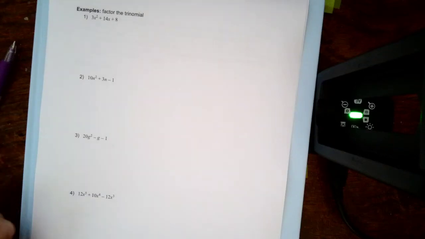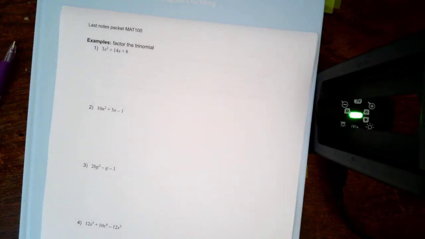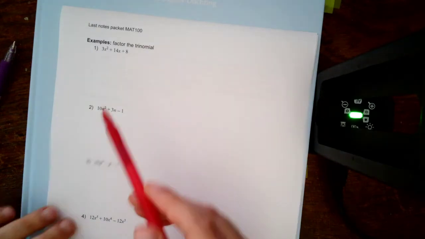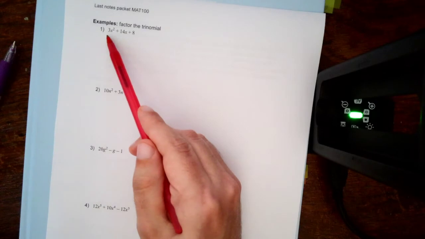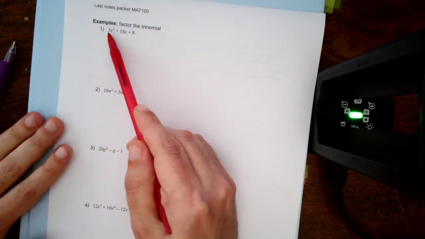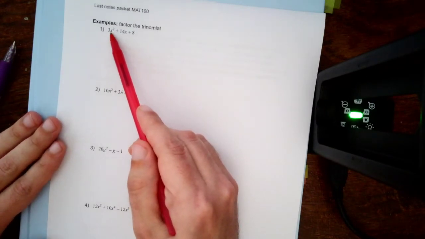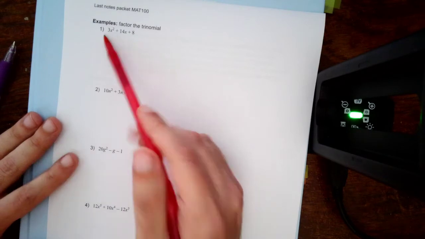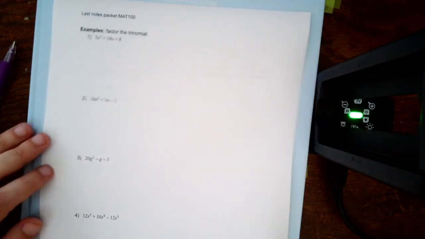Hello everyone, thanks for stopping in, and today we're going to be looking at our last note packet for Math 100. In this packet we're going to be factoring some more trinomials, but these trinomials will have a value other than one in front of the x squared. Remember, all the trinomials we've seen so far had 1 as the coefficient for the x squared, but now we'll have a different number. And we're going to do something a little different with these.